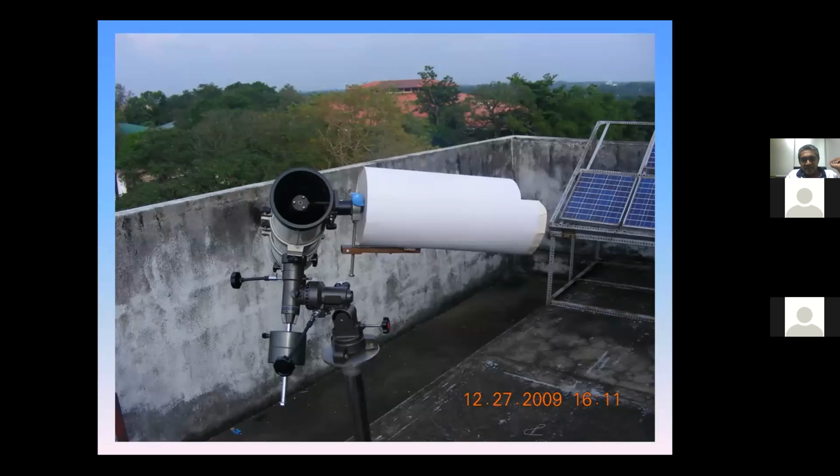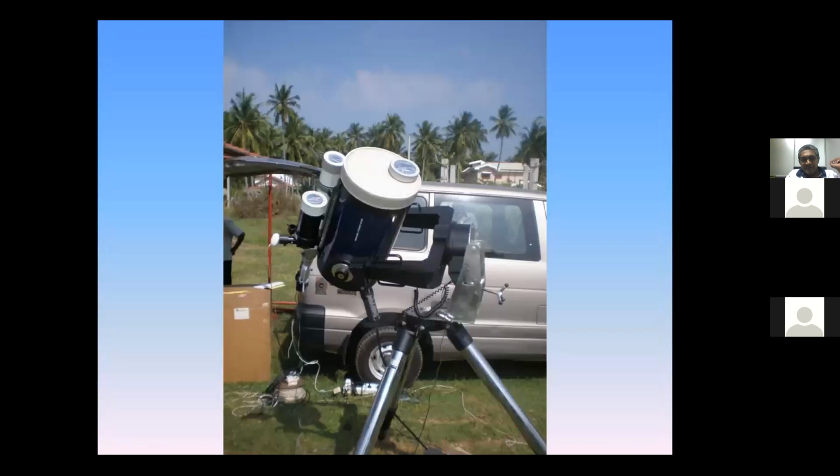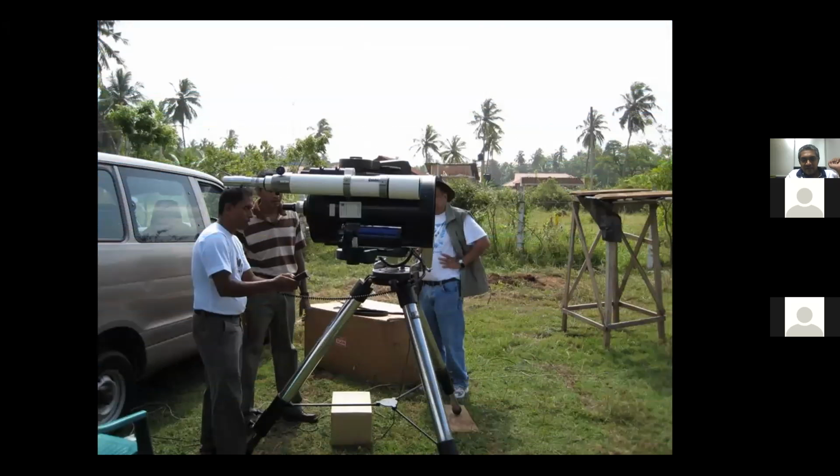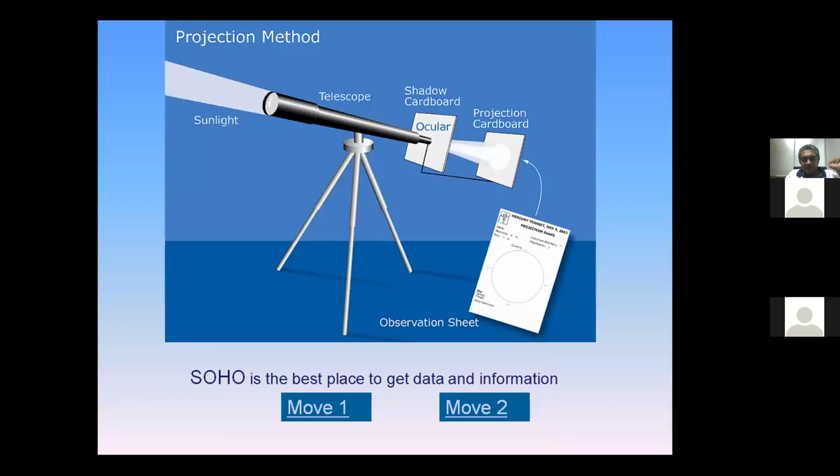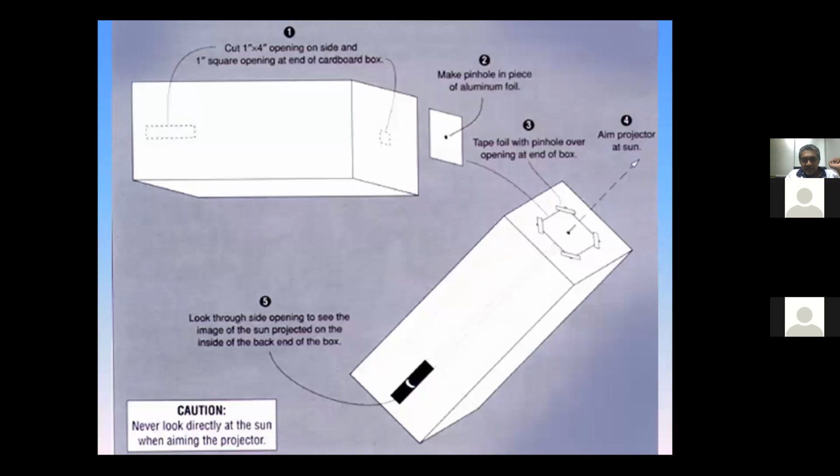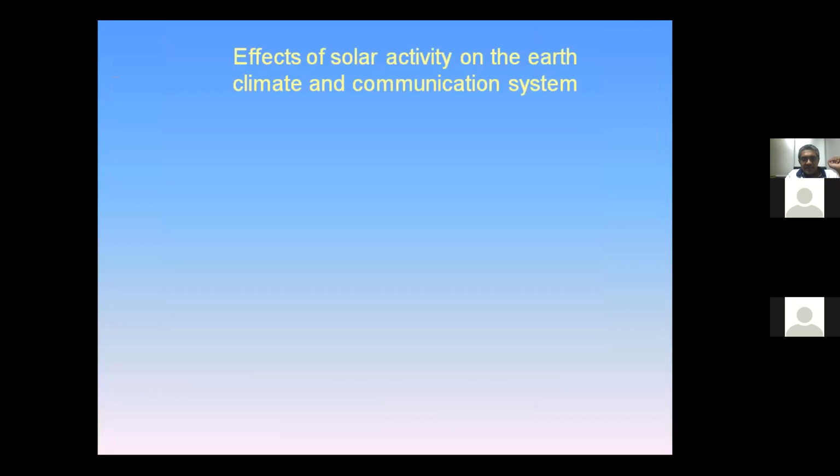You remember we had the annular solar eclipse in December 2019. We used this setup to observe the sun for an experiment. This is the setup with filters and all. Okay, so that's about it. I think I will finish the presentation with this.